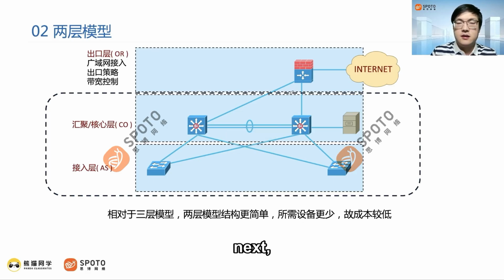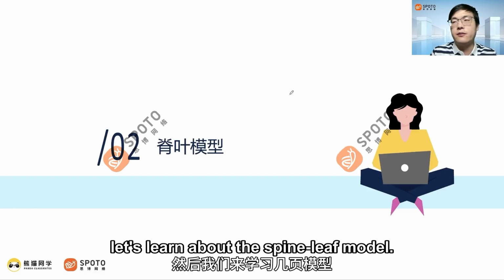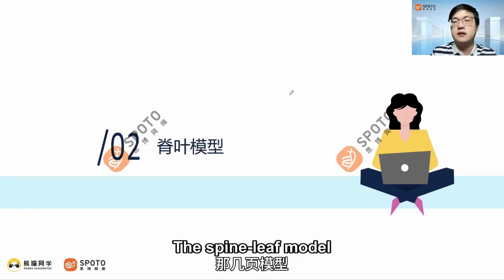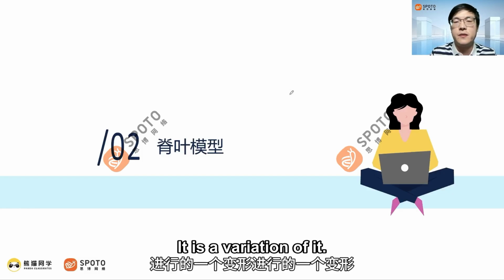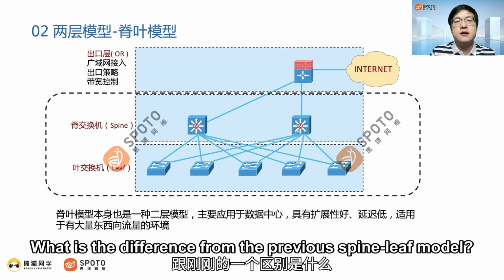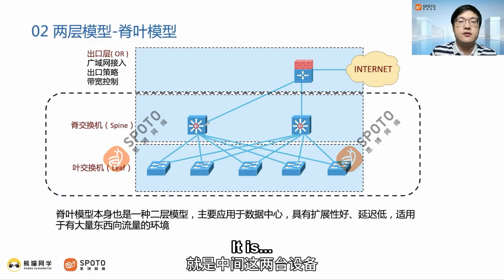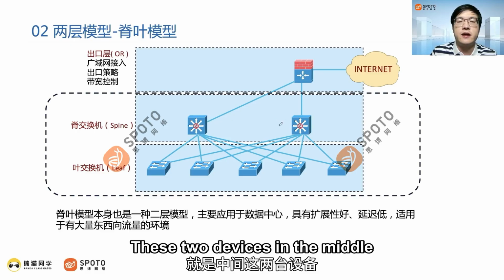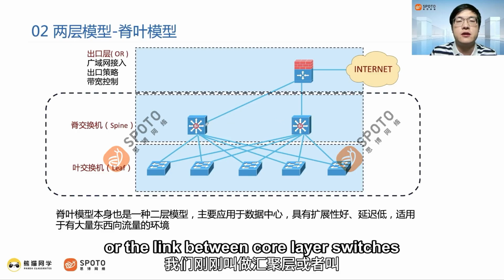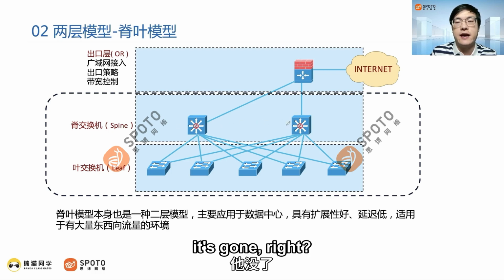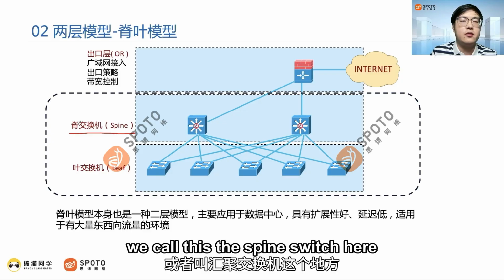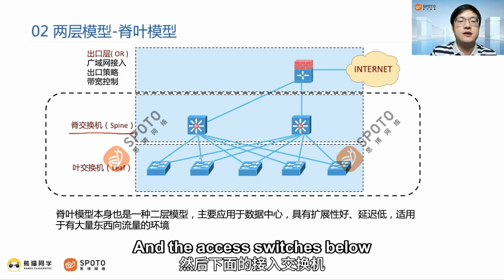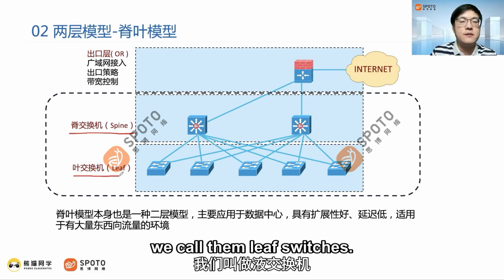So, next, let's learn about the spine leaf model. The spine leaf model is actually a variation based on the 2-layer model. What's the difference here? These two devices in the middle, which we just called the aggregation, or the link between core layer switches, it's gone. So the original core in the middle, or aggregation switch, we call the spine switch here. And the access switches below, we call them leaf switches.